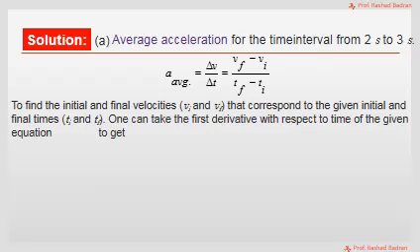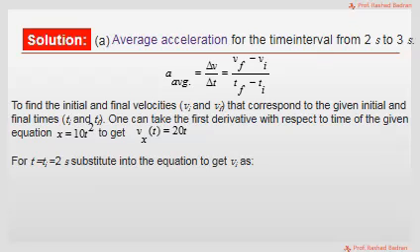To find the average acceleration for the given time interval, just write down the formula for the average acceleration, which is v final minus v initial divided by the time interval t final minus t initial. You need to find the initial and final velocity, and to do that you have to use the given equation x equals 10t squared by taking its derivative in order to get another equation for the velocity as a function of time. Now at this stage it is easy to find the initial and final velocities.